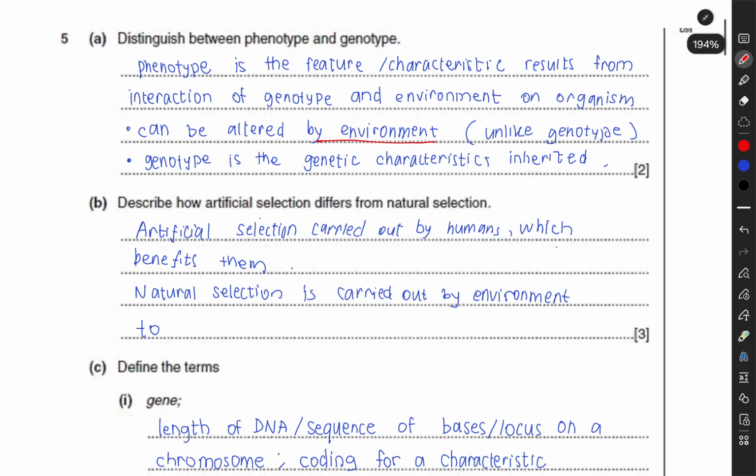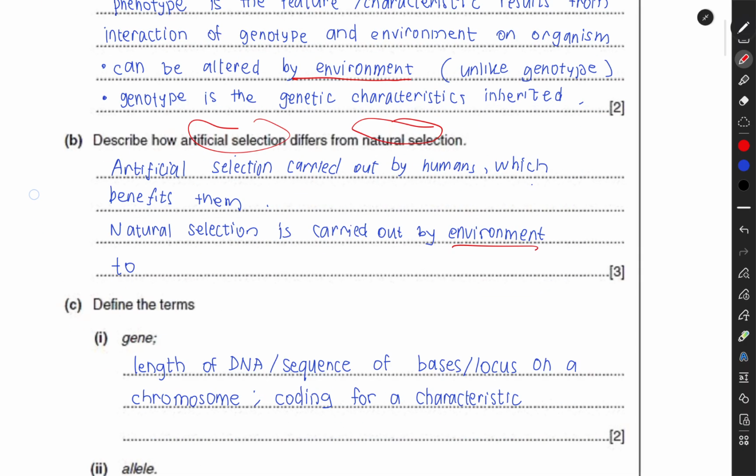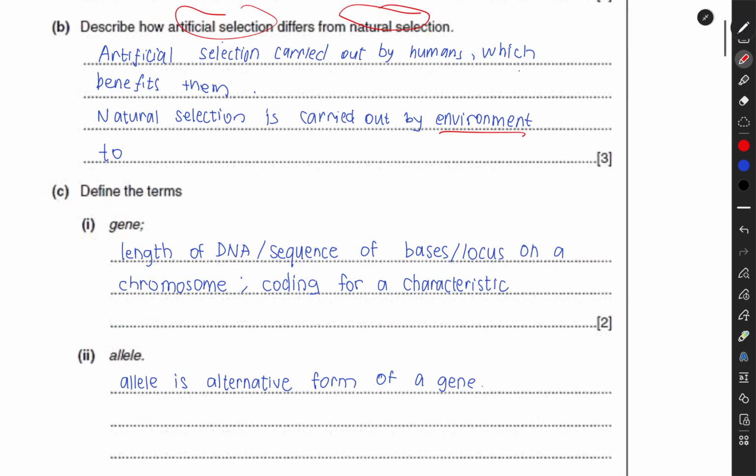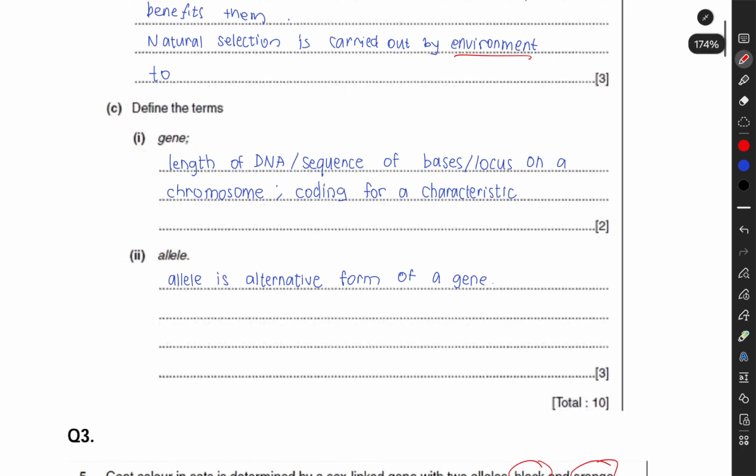And there are two selections, artificial and natural. Of course, from its name, artificial selection is carried out by humans. They just choose what benefits them, and the gene pool will favor the one that they select. Natural selection is carried out by the environment. A gene is a length of DNA or sequence of bases, or a locus on a chromosome, and it codes for a characteristic. An allele is an alternative form of a gene. You guys need to memorize this.